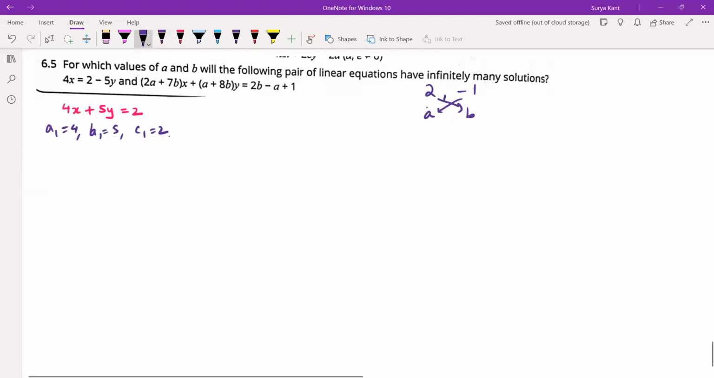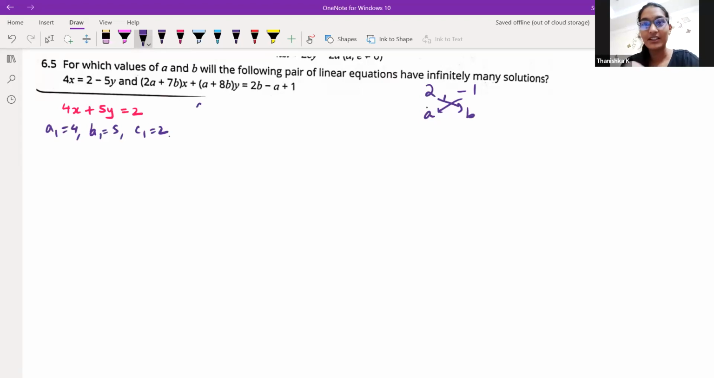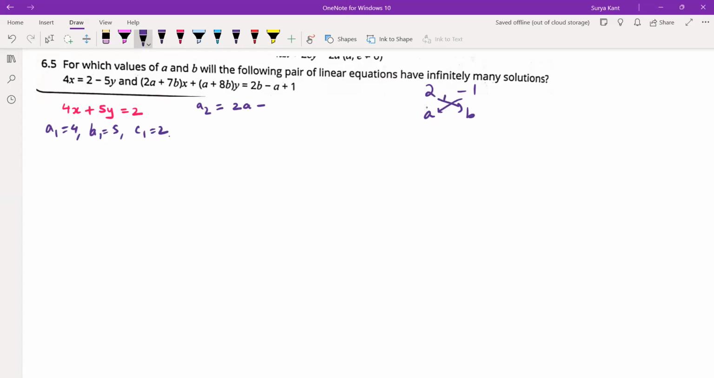Tanishka, you also got the same answer? No, sir, I'm getting something completely different. A2 is 2A plus 7B. Monish, did you get any answer? No, sir, I'm still doing it. B2 is A plus 8B, and C2 is 2B minus A plus 1.